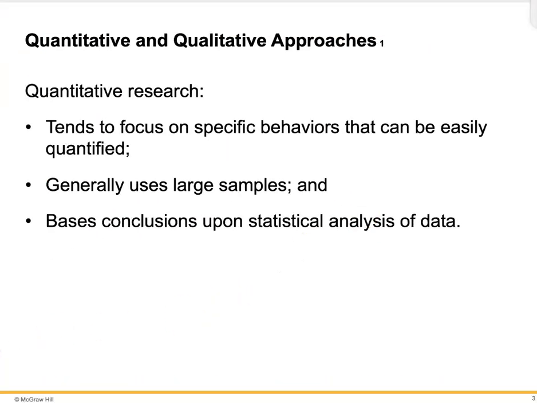So qualitative research focuses on people behaving in natural settings and describing the world in their own words. Quantitative research tends to focus on specific behaviors that can be easily quantified or counted. So again, it tends to focus on specific behaviors that can be easily quantified. It generally uses large samples, and it bases conclusions upon statistical analysis of data.